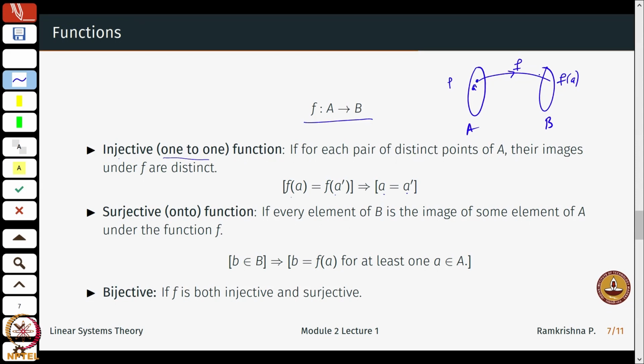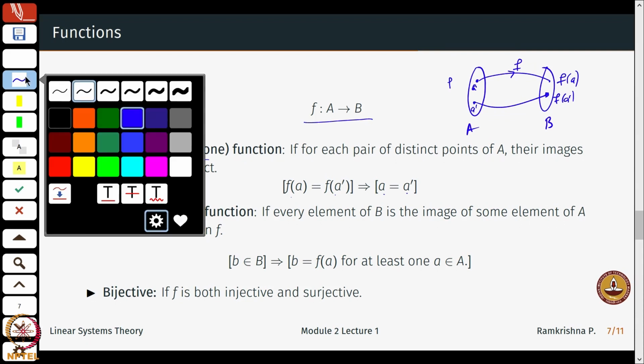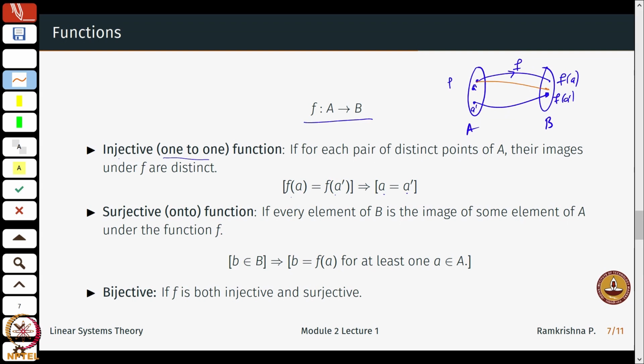So a will go to f of a, and if I take another point a prime, it will go to its own distinct point f of a prime. If these two image points are equal, it means that these two points are equal. In other words, this a cannot map into some other point here. There cannot be any other a which transforms under f to here. So it will just be 1 to 1, as they call it. Okay.